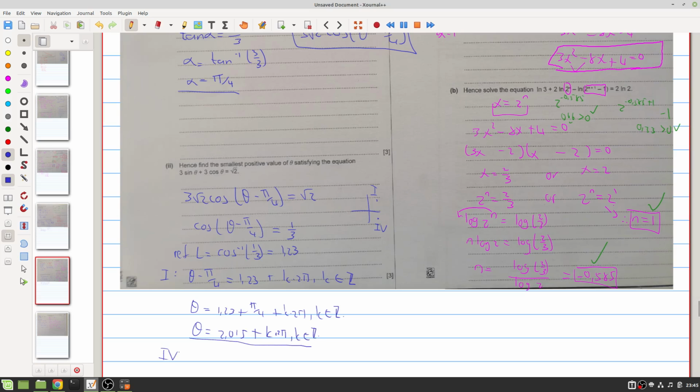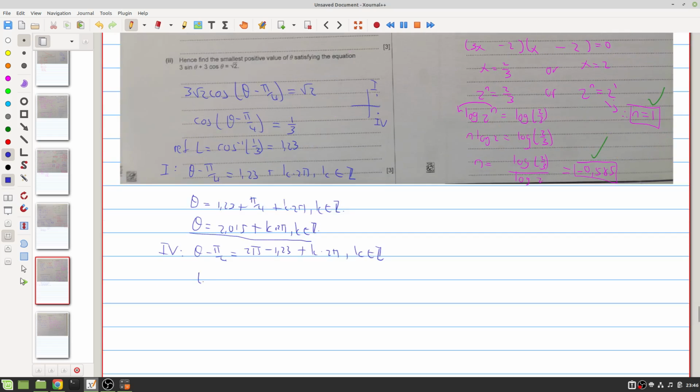And for quadrant 4, we're going to have our angle minus pi over 4 equals, so quadrant 4 is going to be 2 pi minus over here, right? So quadrant 4 is going to be 2 pi minus our reference angle. And our reference angle was 1.23. Plus k times 2 pi, where k is an integer.